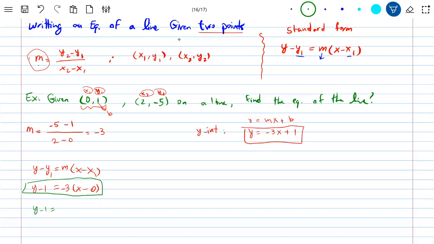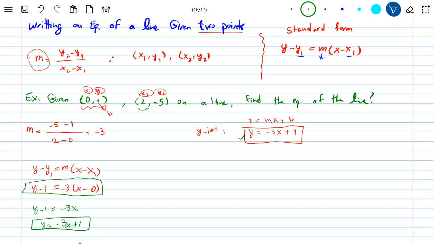If they want it in the y-intercept form, we have to simplify a bit more. Y minus 1, distribute the -3. In this case, times 0 doesn't do anything. So you'll get -3x. Isolate the y, because in y-intercept form, y is isolated. Add 1 to both sides. So what do you get? -3x plus 1. This is the y-intercept form as well. Same result that we had earlier.